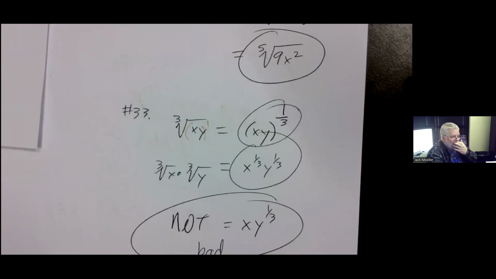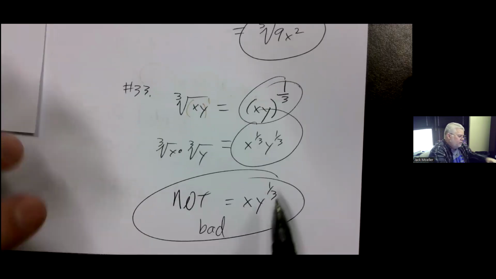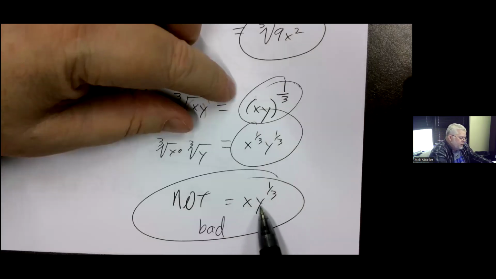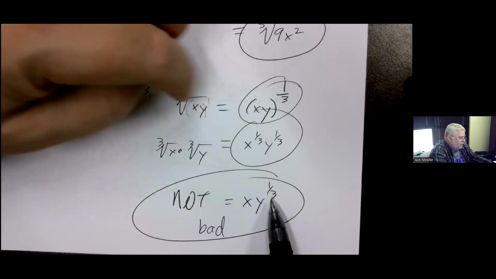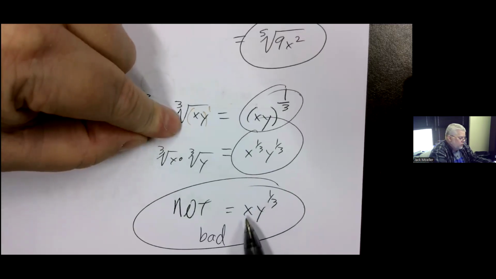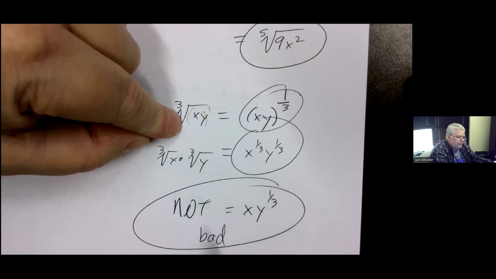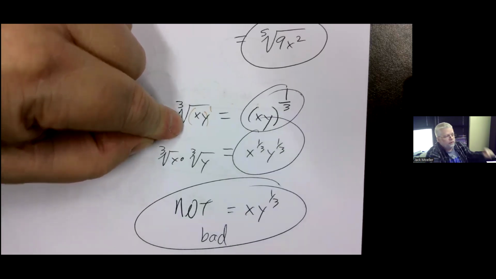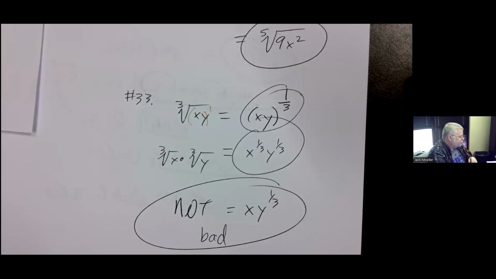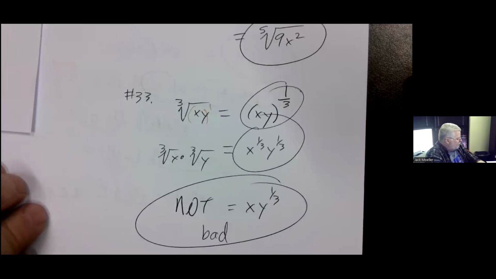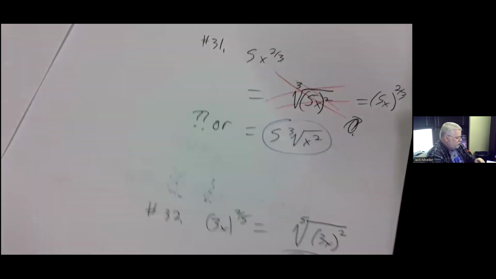And why is that bad? Because there are no parentheses. So that's telling you that only y is getting the 1/3 power. But the x is inside the radical, that x also needs a 1/3 power, whether you do it separately or you do it in parentheses. Okay. One last example here. I will jump to MyMathLab.